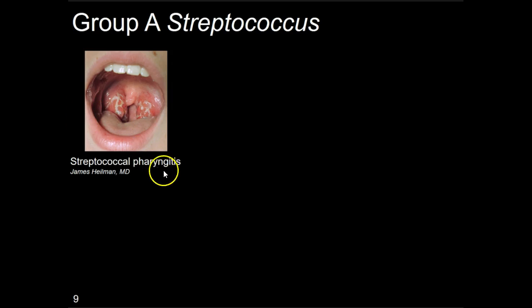Itis refers to swelling, in this case of the pharyngeal tube, the back of the tube that goes from the mouth down to the lungs. It's often characterized by these white patches in the back of the throat.